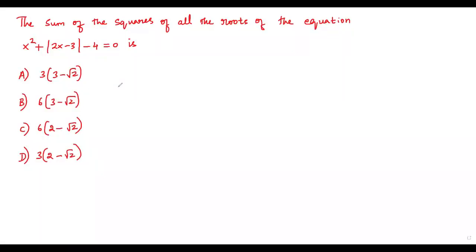Here we have an IIT JEE Main mathematics problem. Okay, let's go to the question. The sum of the squares of all the roots of the equation x² + |2x − 3| − 4 = 0 is... Okay, for the given equation, we have to get the sum of the squares of all the roots.